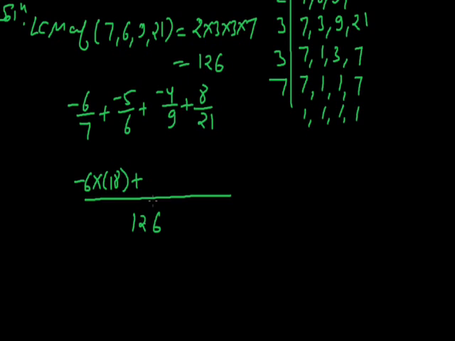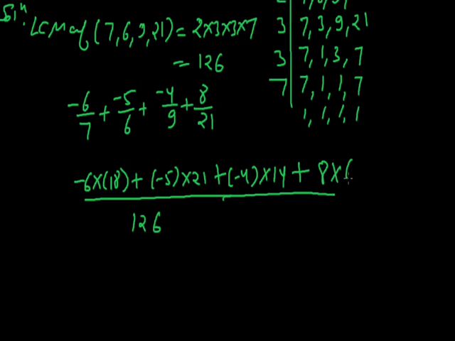Now 126 divided by 6 we are getting 21. So minus 5 is multiplied with 21. Now there is again a plus sign, so we write plus here. Now 126 divided by 9 we are getting 14, so minus 4 is multiplied with 14. Now there is again a plus sign, so we write plus. Now 126 divided by 21, so we are getting 6. Now 8 is multiplied with 6.